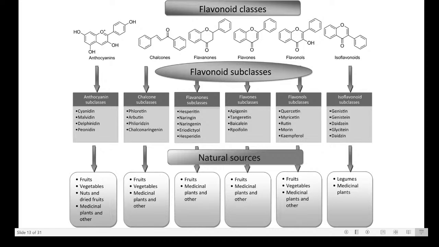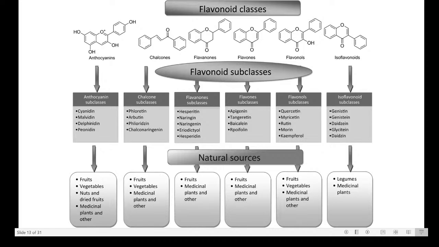Quercetin and kaempferol are both present in almost all plants. And isoflavones are there too. The natural source is very important: isoflavones are present in leguminous plants. They are not common. Isoflavones are present only in leguminous plants.